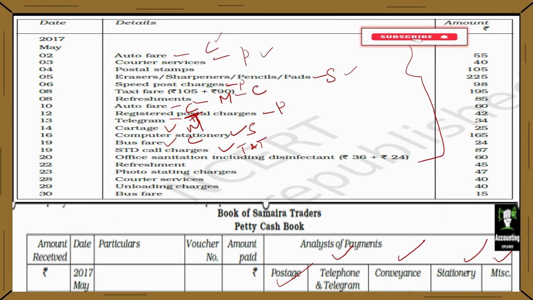Office sanitation including disinfectant, miscellaneous. Refreshment, miscellaneous. Photostating charges, courier charges, miscellaneous. Photostating charges is photocopy or Xerox charges, miscellaneous. Courier services to postage. Unloading charges to miscellaneous. Bus fare to conveyance. Let us see how to make the petty cash book now.